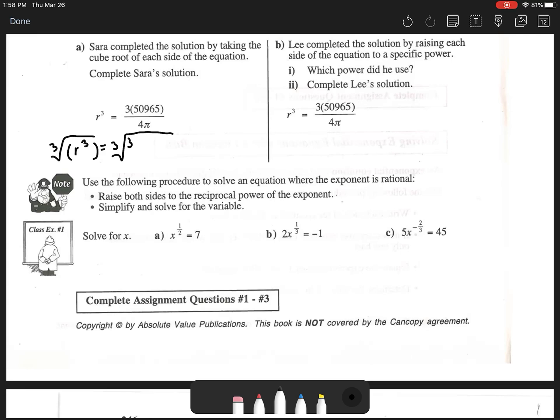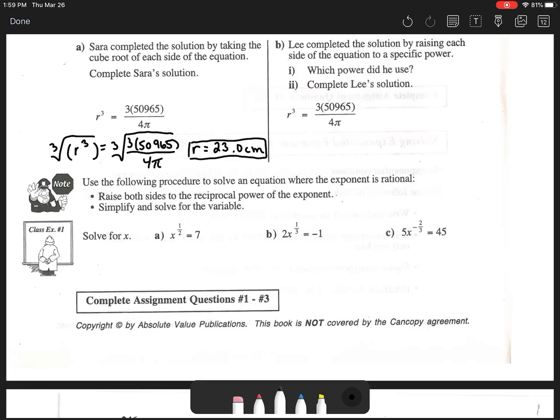So I'm going to take the cube root of 3 times the 50,965 all over 4 pi, okay? And when I do that on my calculator, you'll see that we end up with a value for r to the nearest tenth, as they indicated. It'll be 23.0 centimeters, okay? So that's the value or the solution that basically Sarah gets for her calculation.